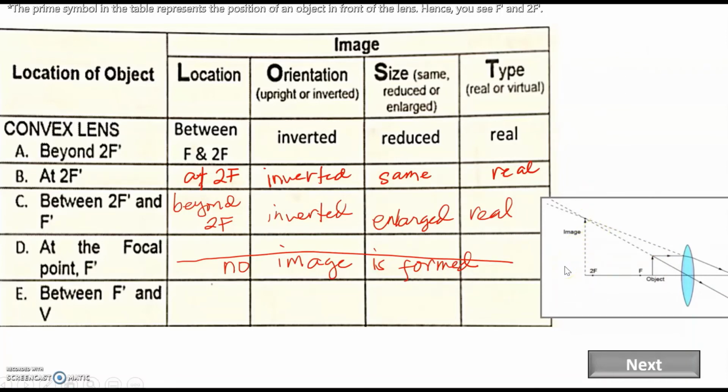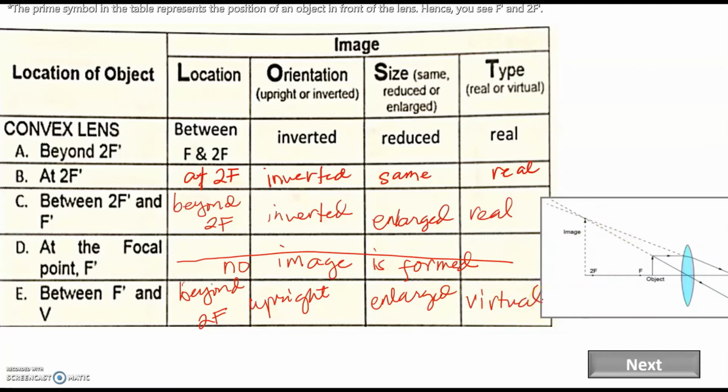So let's write the LOST. The location of that image is beyond 2F. Okay, and what else? Orientation, it is upright. And then the size of the image, obviously it's enlarged or bigger. And then the type of image is, since we have used extended light rays here, a virtual image.